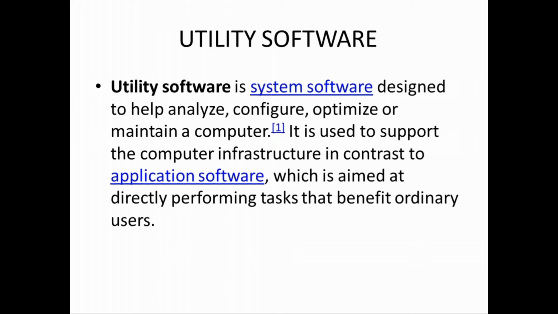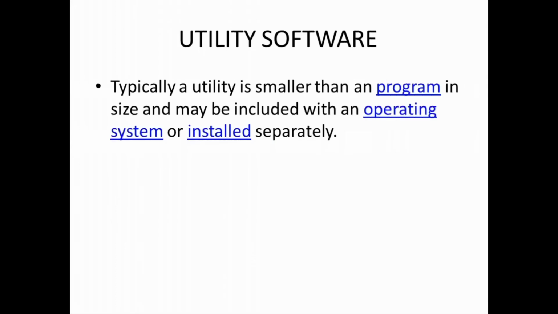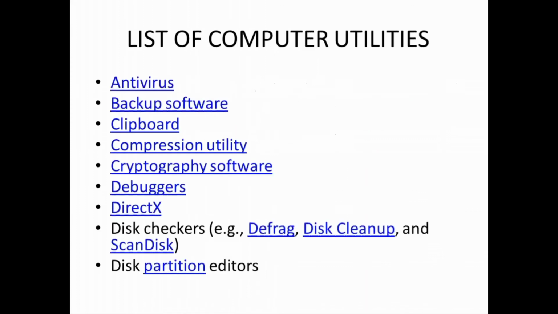So typically, a utility software is smaller than a program in size and may be included with an operating system or installed separately. Most times you get them installed separately. The ones that usually are included with the operating system are usually the antivirus. Sometimes when you buy a new system, you will see McAfee comes pre-installed. You see Norton antivirus comes pre-installed. Sometimes Kaspersky comes pre-installed. Those are utility software that come together with the operating system, while some of them you will have to install separately and individually.